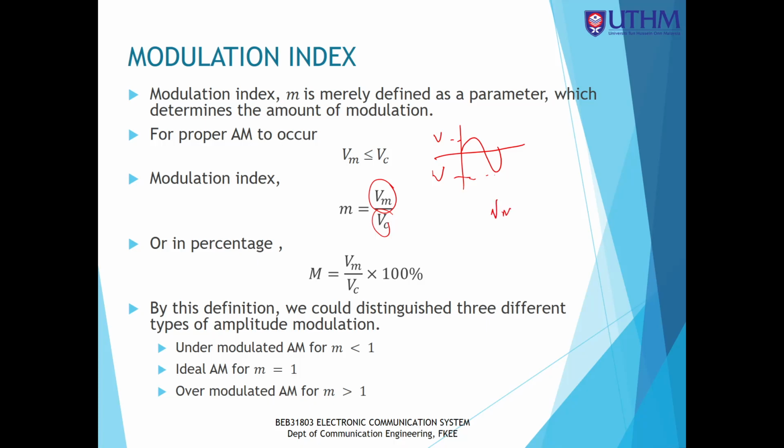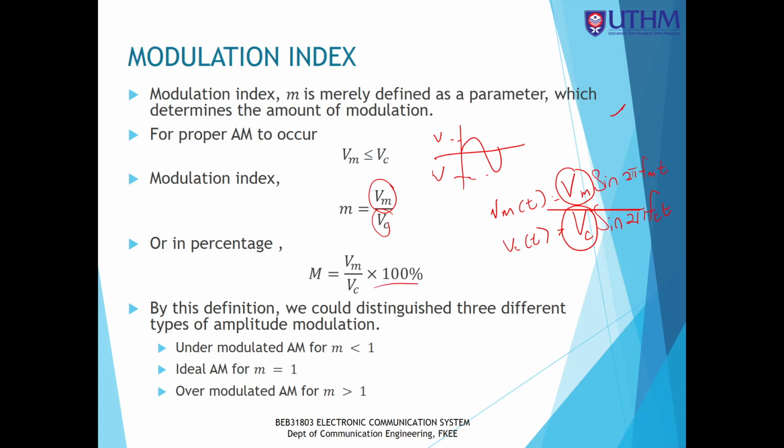So for example, VMT is equal to VM sine 2 pi FMT, and VCT is equal to VC sine 2 pi FCT. So in this equation, in the modulation index, we use the peak amplitude, which is this one. Remember, the peak amplitude of the input divided by the peak amplitude of the carrier. So this is very important. And we can also write it in terms of percentage, Vm over Vc multiplied by 100%.